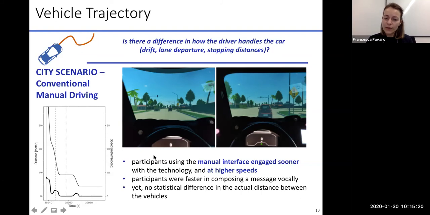So what we found out was that participants using the manual interface were engaging sooner with the phone, and also engaging at higher speeds. Also kind of obvious, but participants were faster in composing a message vocally. Yet when we were looking at the distance and how you were managing interaction with the other traffic, there was no statistical difference once more in the actual distance between the vehicles.